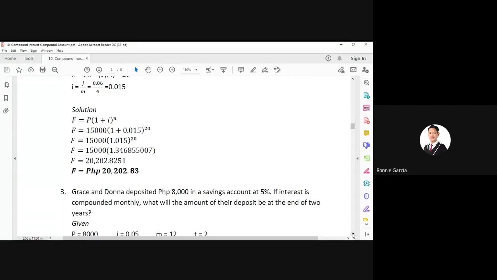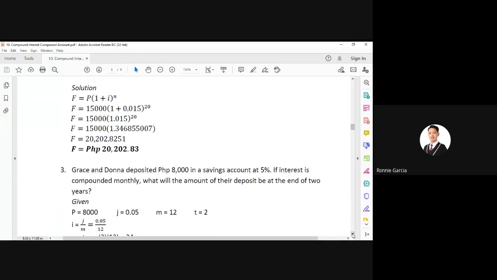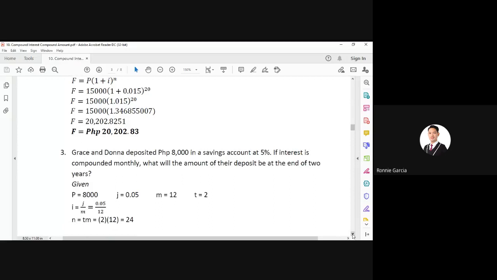So let's check if they got the correct answer. Again, when you solve the problem, kwaon nimo ang mga given numbers or given facts nga pwede nimo gamiton sa imong formula. Just like 8,000 pesos, this is the principal. 5% is the nominal rate na kailangan pa na to i-divide. So that's J. Pwede na nimo i-convert diretso into decimal. 5% is 0.05. Move 2 places to the left. Compounded monthly, so M is equal to 12. And 2 years, so that's T. So para madali ta, kuha na lang nato daan ang J divided by M.